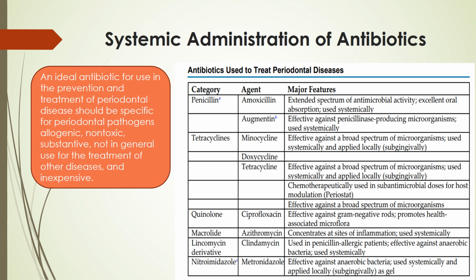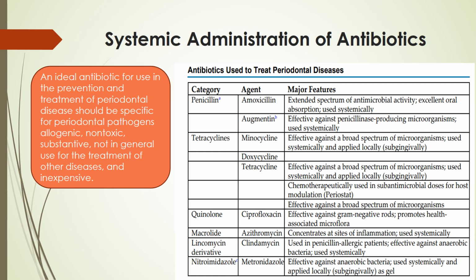So, systemic administration of antibiotics. The treatment of periodontal diseases is based on their infectious nature, so it is always advantageous to administer antibiotics as an adjunct to SRP. An ideal antibiotic for use in the prevention and treatment of periodontitis should be specific for periodontal pathogens, non-allergenic, non-toxic, substantive, not in general use for the treatment of the disease, and inexpensive.